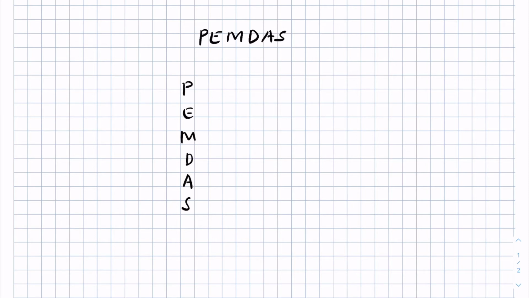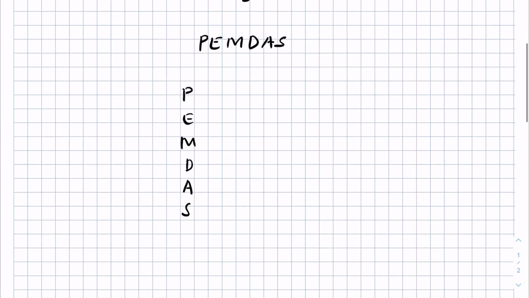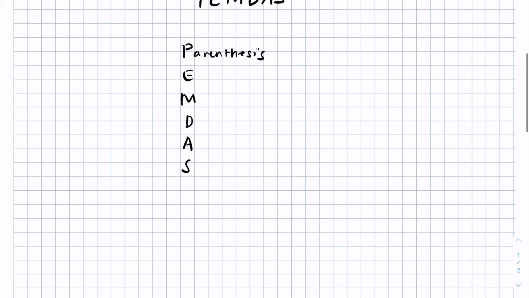Let's start with the P. The P stands for parentheses. Any expressions that have other expressions inside of a parentheses need to be evaluated first. The E stands for exponent. After evaluating statements with parentheses, we then evaluate terms which have an exponent, like 5 squared, for example.